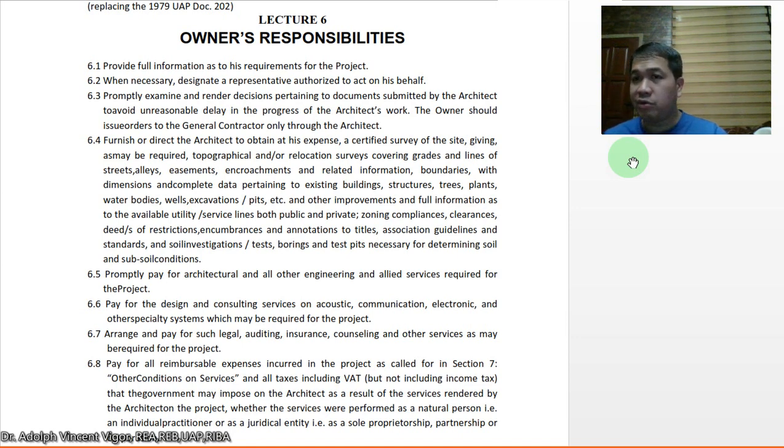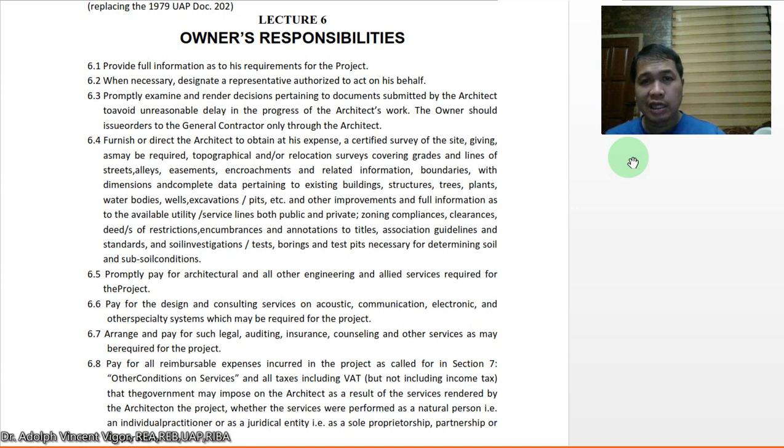So the first is the owner should provide full information as to his requirements for the project. So when you are dealing with a client, it is important that the client discloses everything, all his needs and his wants for a certain project that you're going to undertake with him. As the project becomes more complex, there may be times that, as the architect, the owner may want you to also propose the spaces that he omitted in the process.